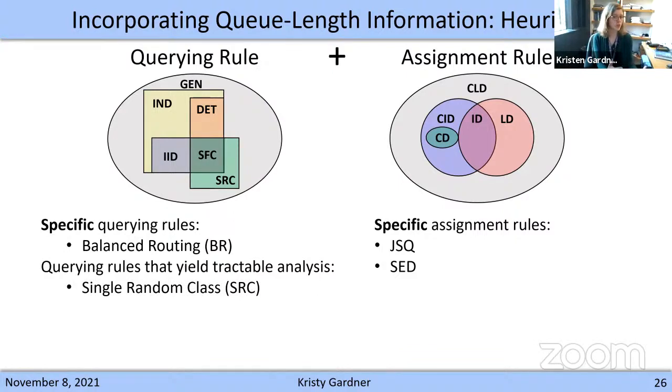We can pair these with querying rules that yield tractable analysis, like single random class. When we combine single random class with JSQ, for example, our system reduces to a homogeneous JSQD dispatching system, which we know how to analyze. And we can also pair these specific CLD assignment rules with our optimized CID-based querying rules.